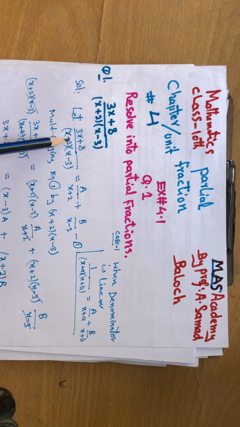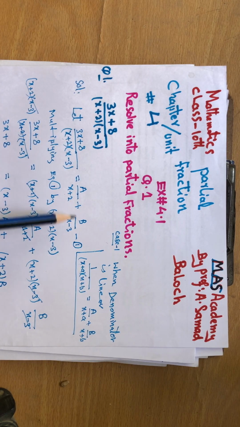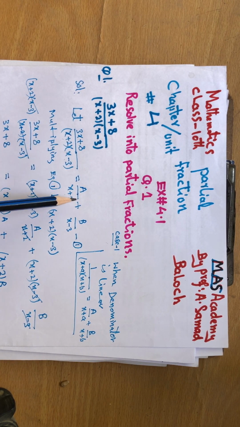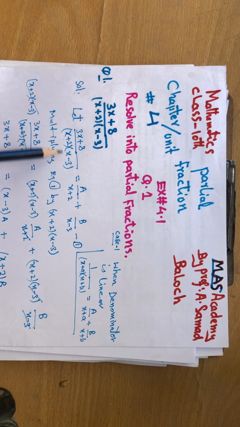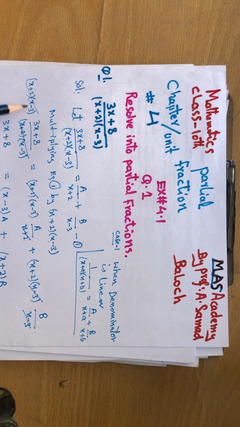Let the main fraction that we are converting into partial fractions be equal to A over (x + 2), the first factor in the denominator, and second, B over (x - 3). This is equation number 1. Next step, we multiply equation number 1 by the LCM, that is (x + 2)(x - 3), on both sides of the equation, left and right.